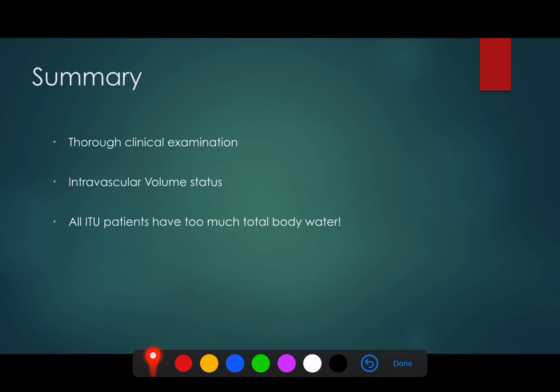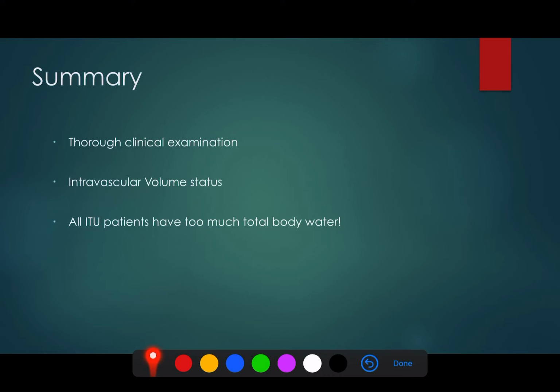So in summary, it's really worth doing a thorough clinical examination. There are certain things that you really want to tease out, the most important one of which is what is the volume status of the patient? Do they need fluid or can we take fluid off them? All patients have too much total body water, but that doesn't necessarily translate to them all being intravascularly replete. They may need to have some fluid put into the intravascular volume because everything is just leaking out. You've got to look at each individual patient and make that assessment for yourself based on all the things that I said.